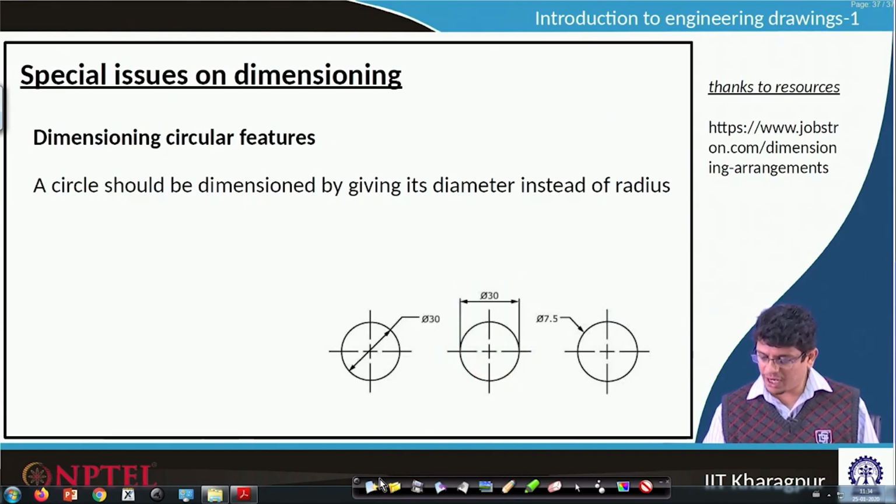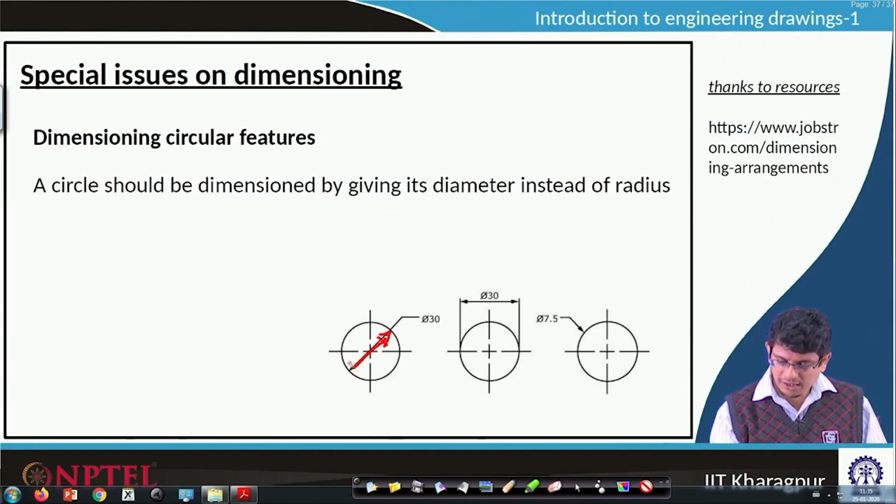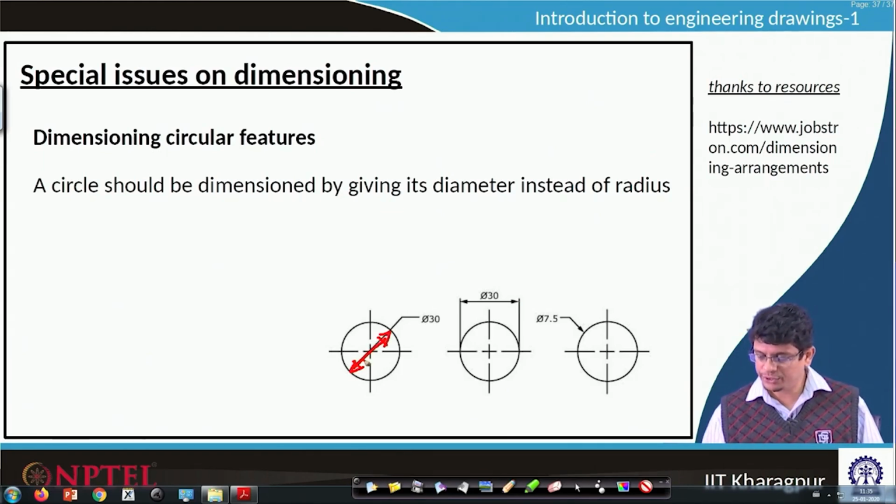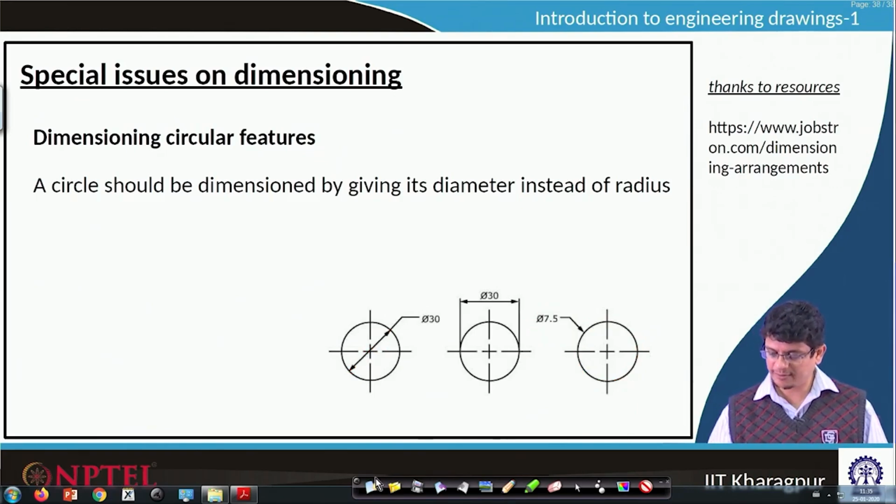There is another way of showing this dimension. Instead of showing this dimension line with double arrows, one can also show it by a single arrow, a leader line with phi 7.5. So, this way also represents that there is a circle and the diameter is 7.5 units.